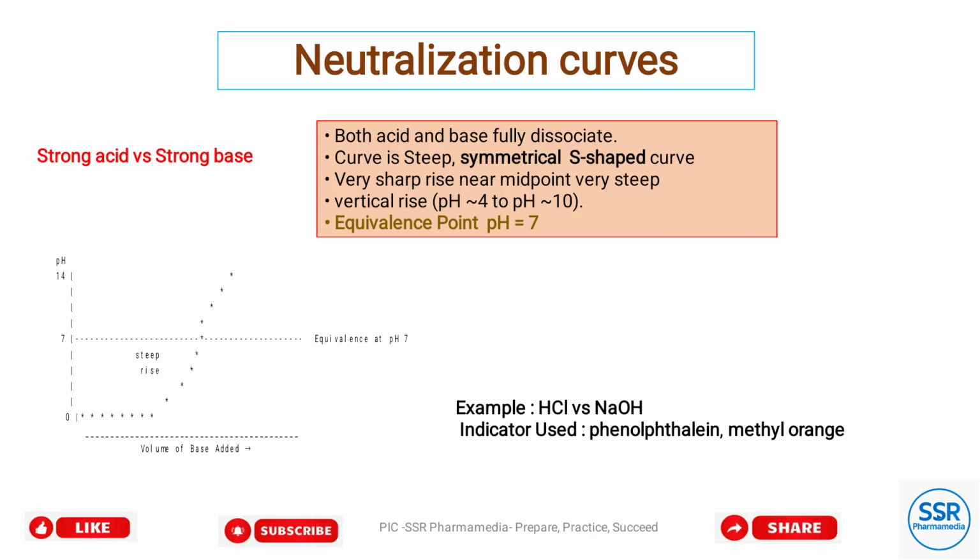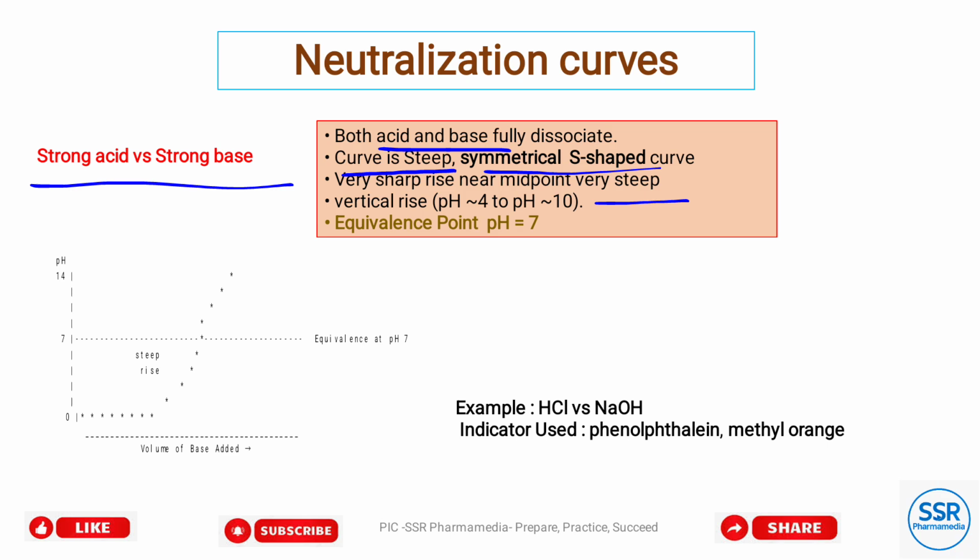So we'll see the neutralization curves one by one. First, strong acid versus strong base. Here both the acid and base are strong, which means both are fully dissociated. When we dissolve them in water, they must dissociate completely. That type of acid and base are called strong acid and strong base. In this titration, the curve is steep. It is a symmetrical S-shaped curve, with a very sharp rise near the midpoint, very steep.